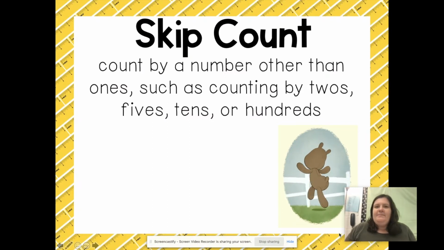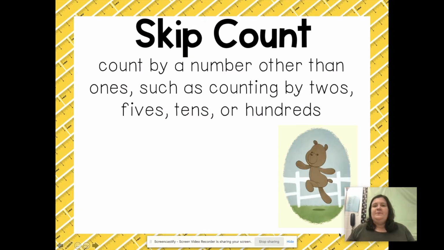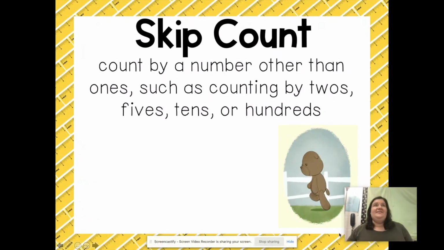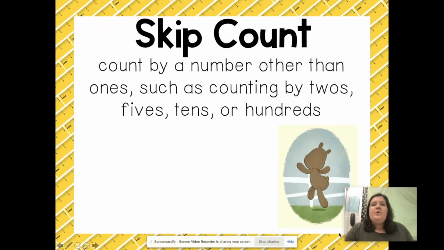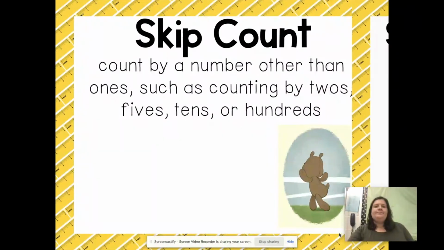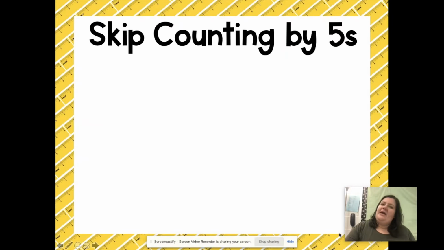So you can skip count by twos. So our even numbers, 0, 2, 4, 6, 8, 10, 12, 14, 16, 18, 20. You can also skip count by fives, 5, 10, 15, 20, 25, 30, 35, 40, 45, 50, and so on. Or you can skip count by tens. So thinking of dimes, 10, 20, 30, 40, 50, 60. Or you can skip count by hundreds, so 100, 200, 300, 400, 500, and 600. But for this particular video, we're going to be talking about skip counting by fives, tens, and hundreds.